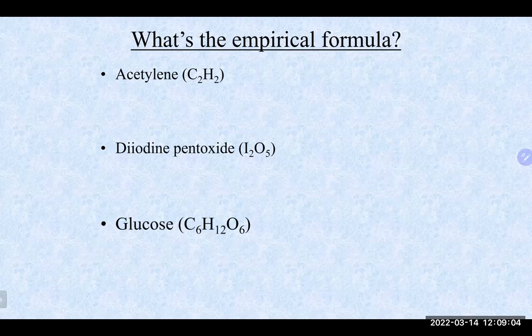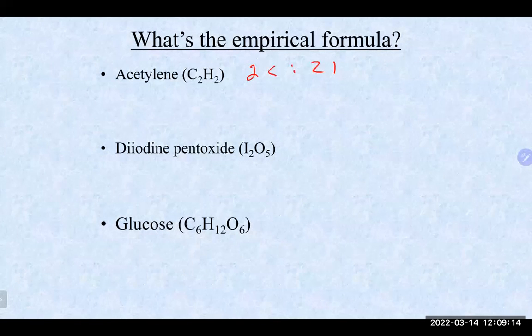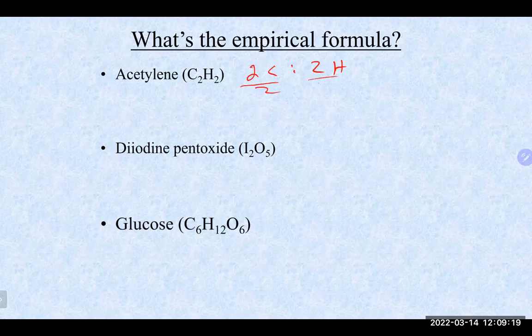Okay, so again, remember that the empirical formula really is the simplest whole number ratio of what's present. So if we look at the first one, we really have 2 carbons for every 2 hydrogens. You could definitely reduce everybody down by 2. And that would give you 1 carbon and 1 hydrogen as our empirical formula there. Any question on that one?